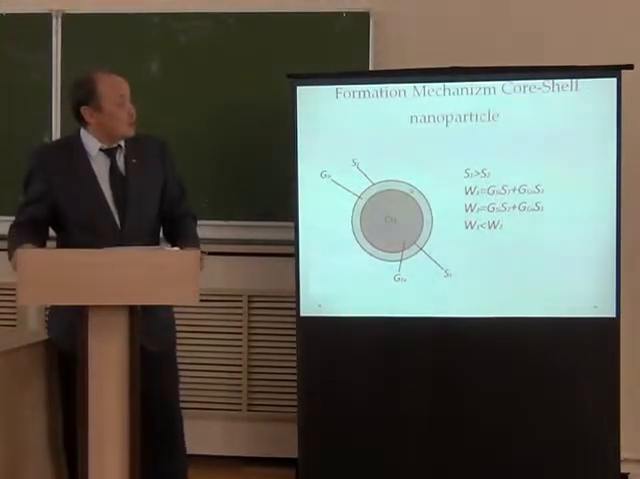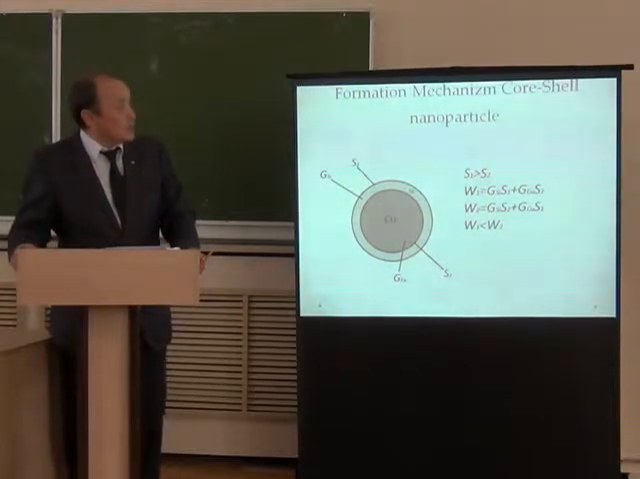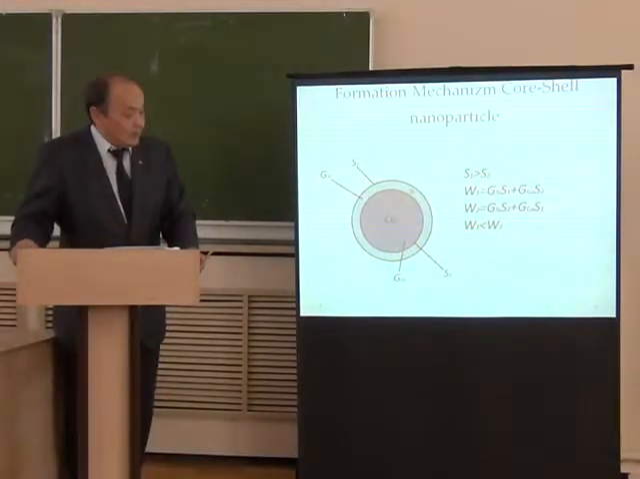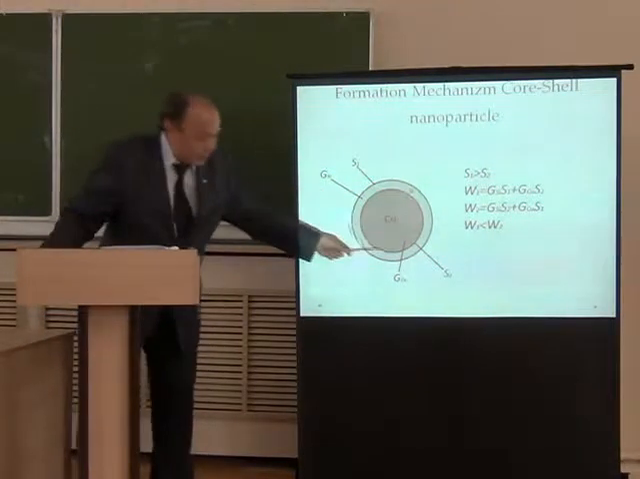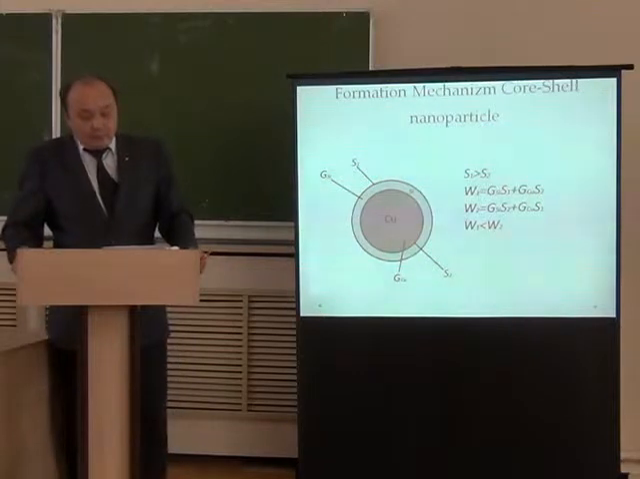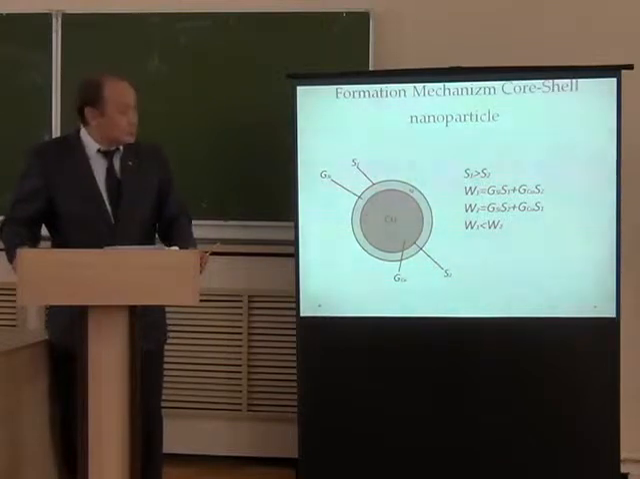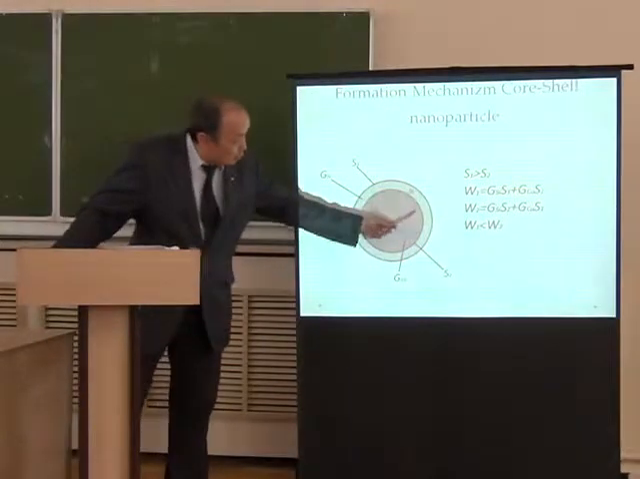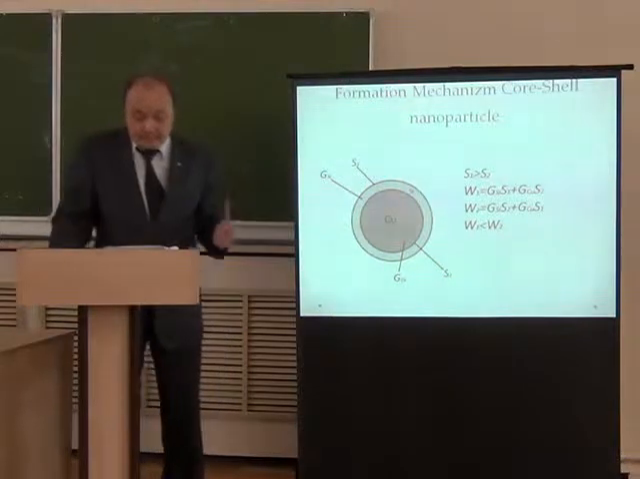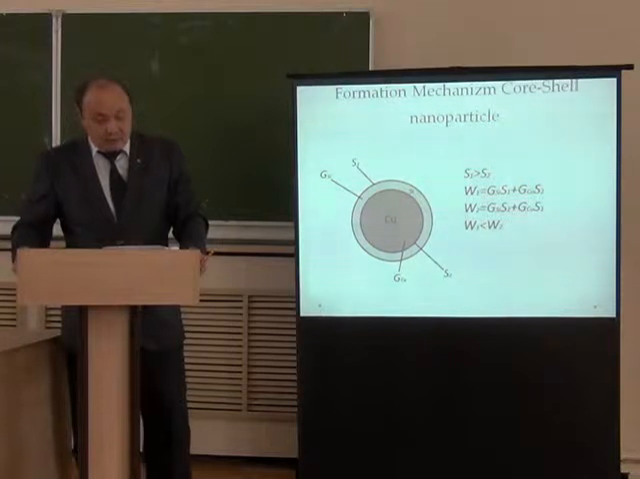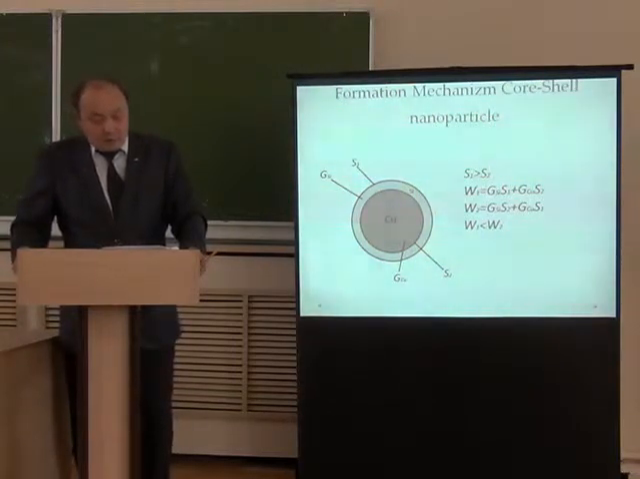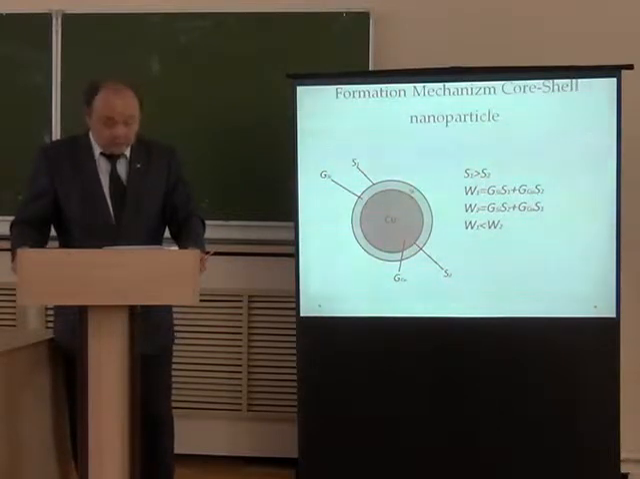Formation mechanism of core shell nanoparticles. Shell is formed from a material with a lower value of surface tension. Low value of surface tension. The ratio between surface tension of cuprum, argentum, and silicon remains constant at all temperatures.